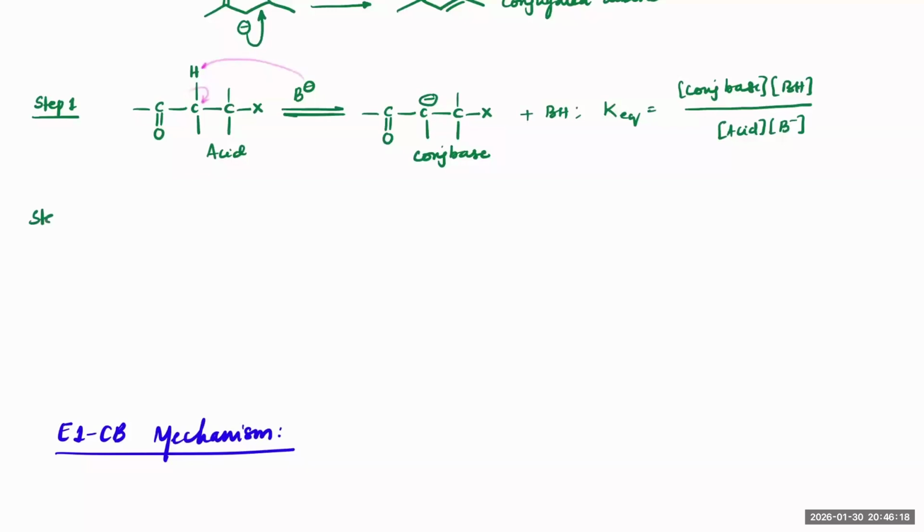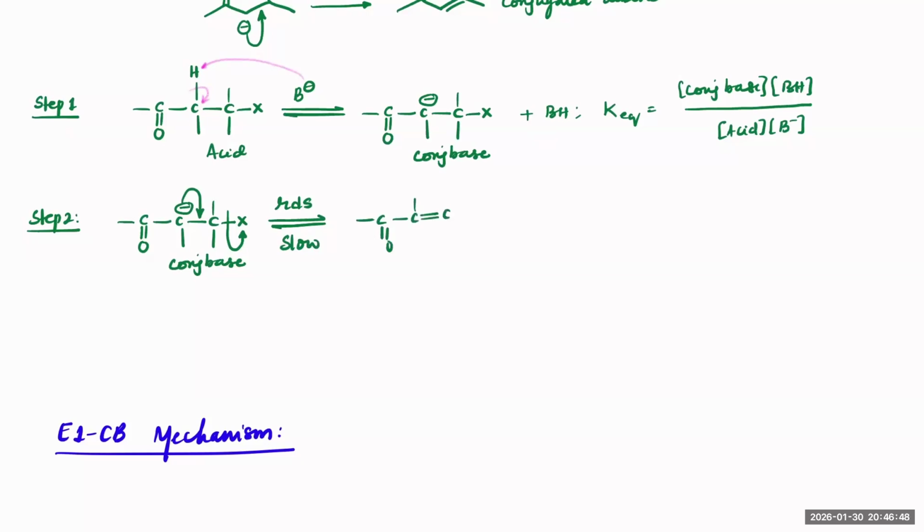The step two in this case would be as follows. Once you get this carbanion, it will try to push the electrons so that the poor leaving group can come out. But because a poor leaving group will not leave easily, this will take some time. Hence, this is the rate determining step, the slow step. Due to this slow step, I'll get a double bond C this way plus X minus. So that's how a double bond is formed here.